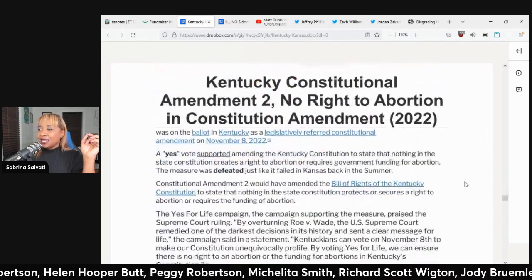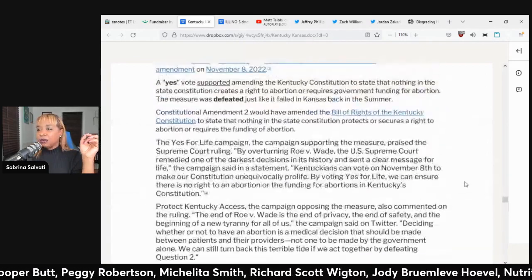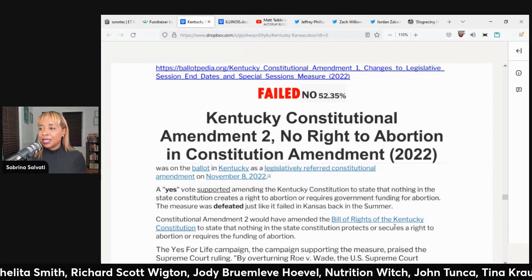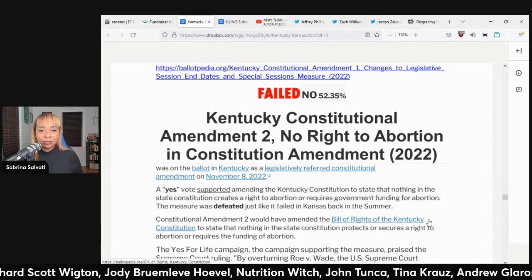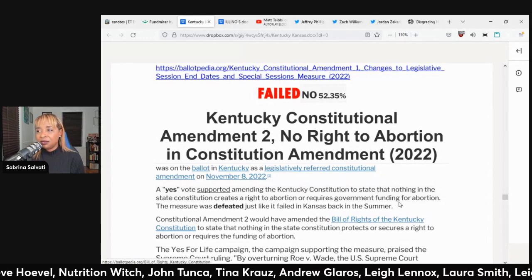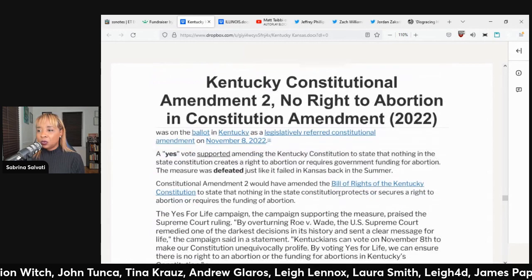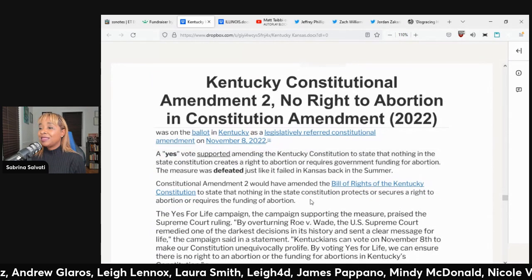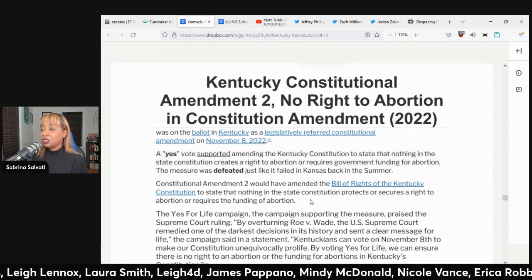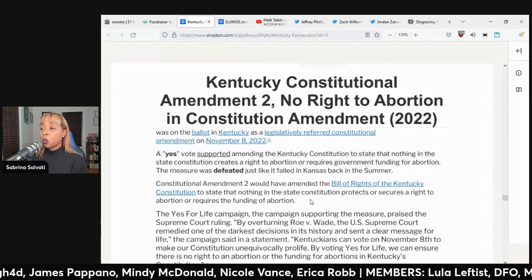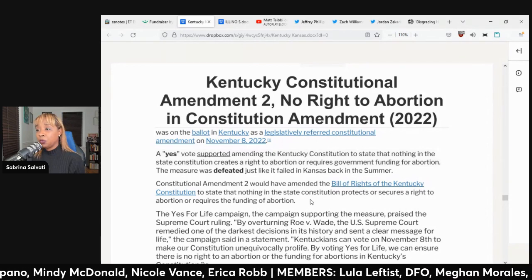And I think this is the last one here for Kentucky. This is also in reference to a woman's right to choose. Kentucky Constitutional Amendment number 2, no right to abortion in constitutional amendment. A yes vote supported amending the Kentucky Constitution to state that nothing in the state constitution creates a right to abortion or requires government funding for abortion.